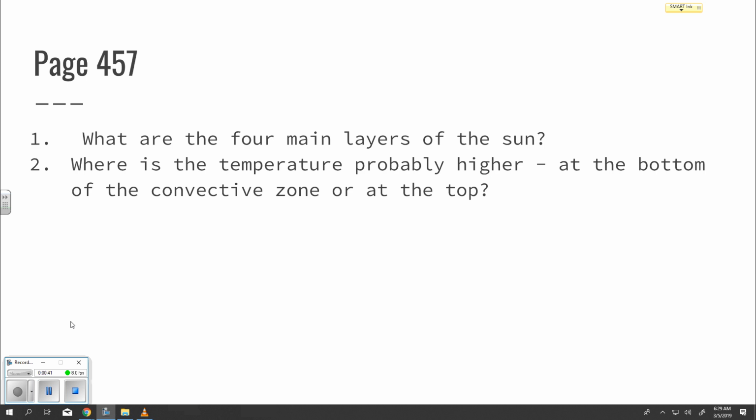Page 457. What are the four main layers of the Sun? Where is the temperature probably higher, at the bottom of the convective zone or at the top?